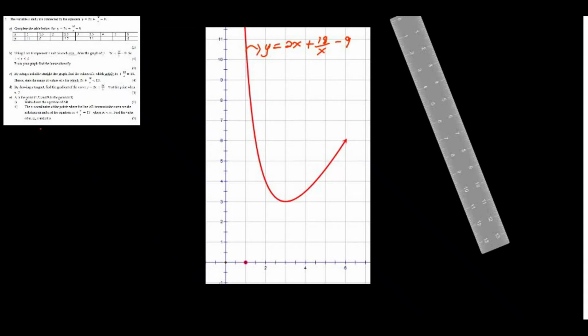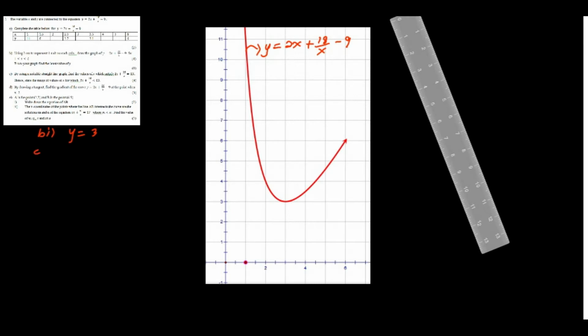Okay, we're going to discuss the answer for assessment B, question number 1. This is the graph for y equals 2x plus 18 over x minus 9. For part B, from your graph find the least value of y. For B1, the least value is y equals 3, the minimum value of y.